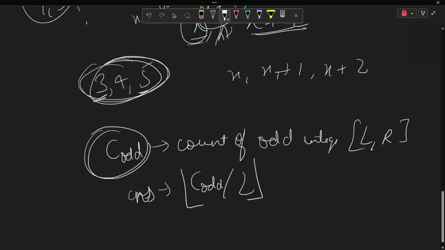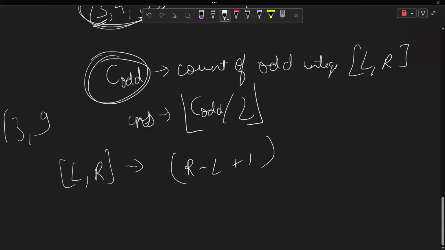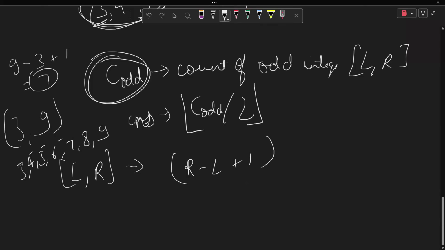So, what would be the count of odd integers? You can obviously have two cases. For the range of L to R, the size of this range is R minus L plus 1. Now, if this range is 3 and 9, the size of the range is 9 minus 3 plus 1, which is 7. Okay, so this is 3, 4, 5, 6, 7, 8, 9. Here there are 7 numbers, 1, 2, 3, 4, 5, 6, 7. Okay, the size of the range is 7.